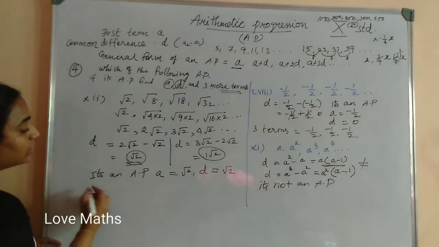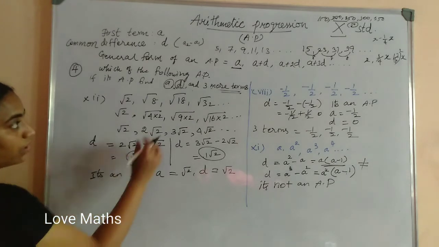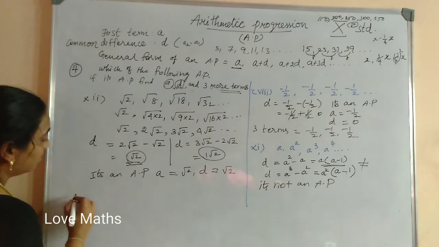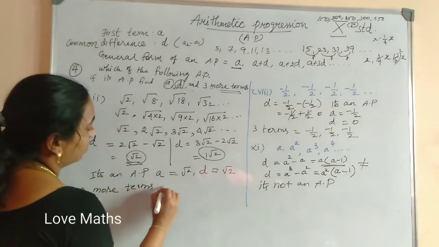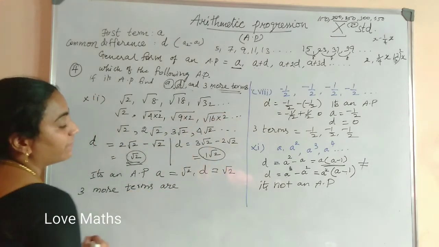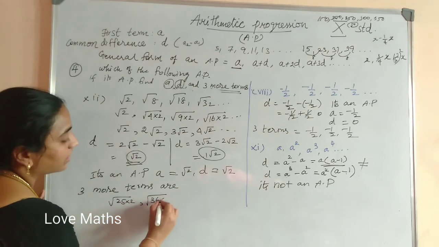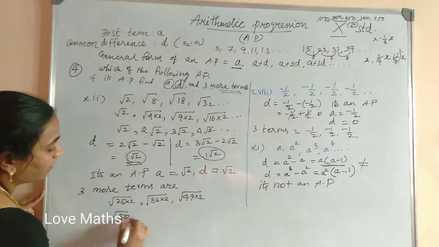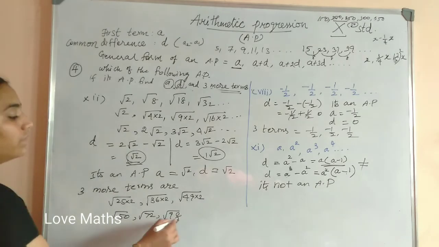Next, we have to find more terms. So what are they doing? 16 into 2 is 32. The next 3 terms: 4 into 2, wait, the next perfect square after 16 is 25, so 25 into 2. The next perfect square is 36, so 36 into 2. The next perfect square is 49, so 49 into 2. So the answers will be root 50, then root 72, then root 98. Okay, these will be the terms.